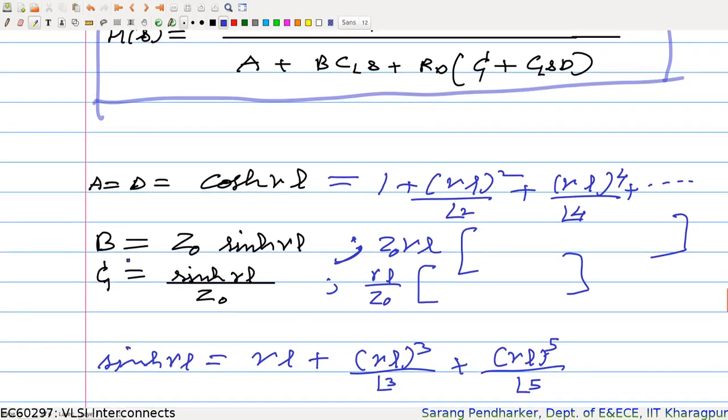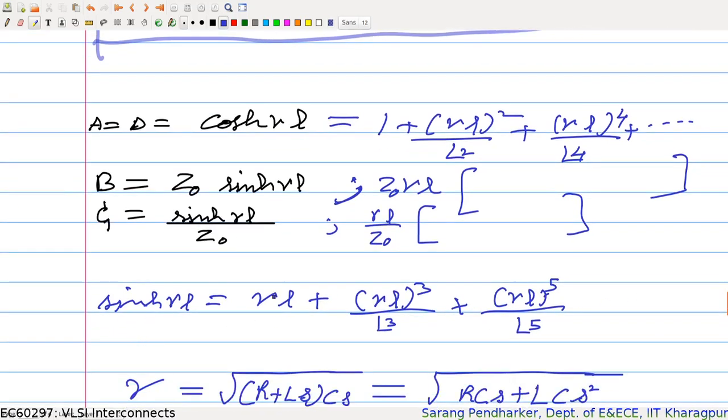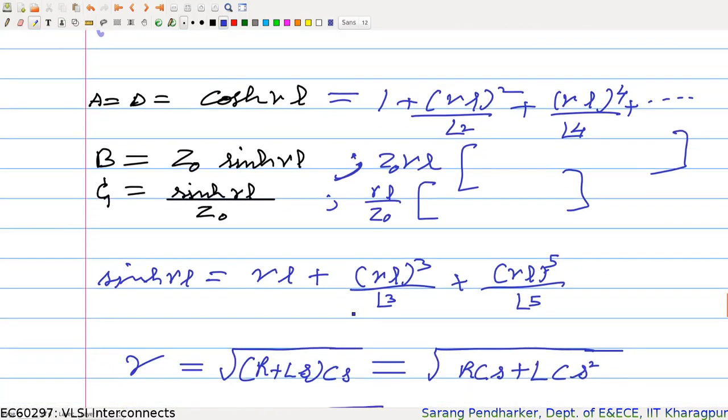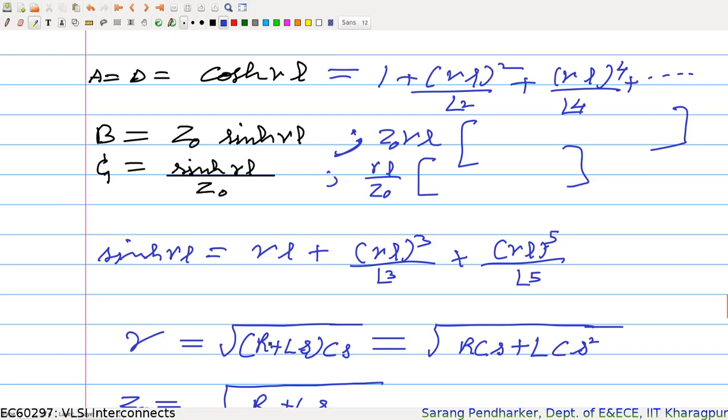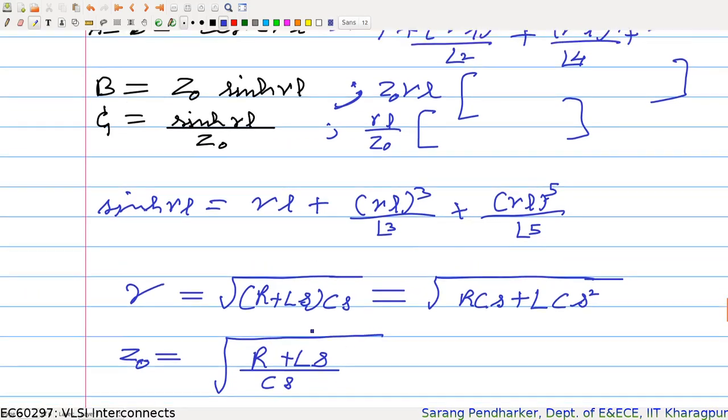You know the expansion for that. You know B is Z naught sinh gamma L, C is sinh gamma L divided by Z naught, and we also know the expansion for sinh gamma L. We also know what gamma is. Gamma is simply the root of (R plus LS) into CS, and Z naught is the root of the ratio of R plus LS and CS. So it is not that tedious actually.